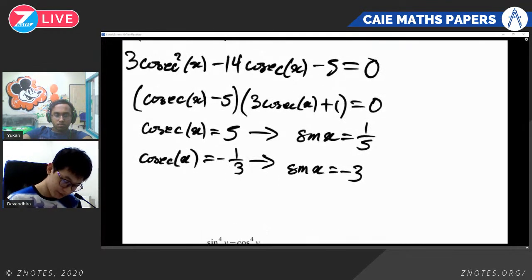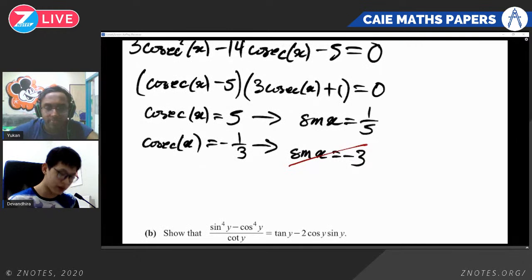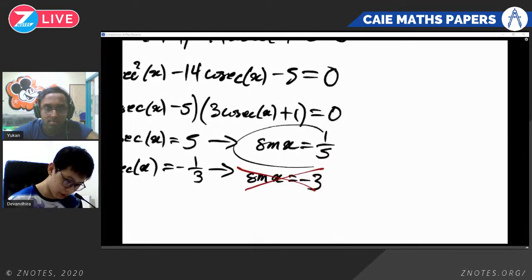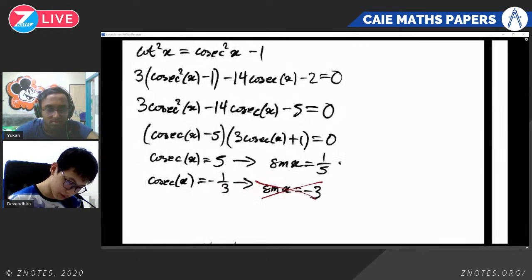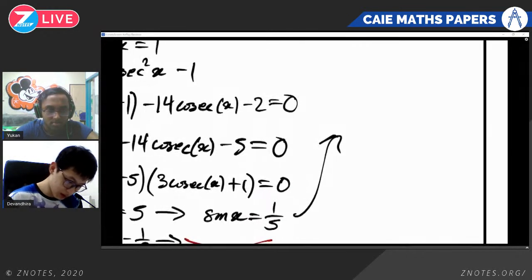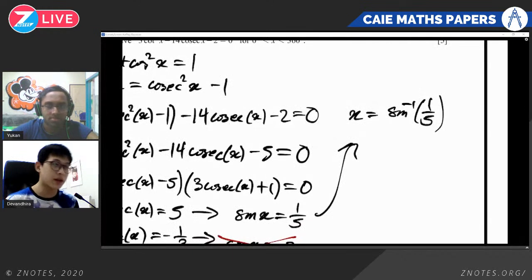Now, from here, I think negative 3 would be rejected, correct? Because sine of x cannot reach negative 3. It can only go from negative 1 to 1. So we automatically reject this one, and we're left to only solve with this. All right, this should be easy, right? That means x is just sine inverse of 1 over 5. This is our final answer.